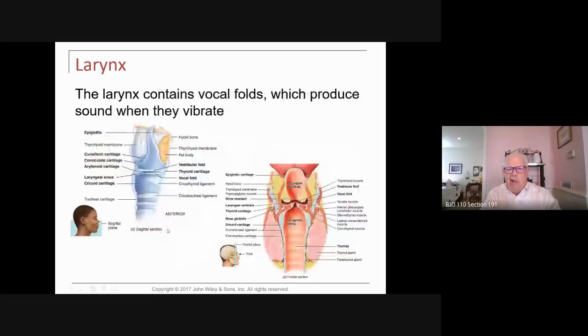And here it is. Here's the thyroid cartilage. Here's the cricoid cartilage right here. Right here. Here it is. All right. I cut right through that ligament, right through it.